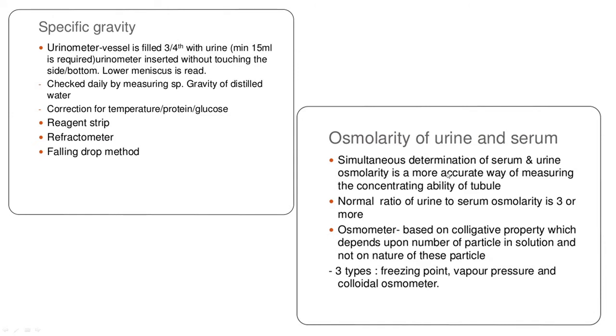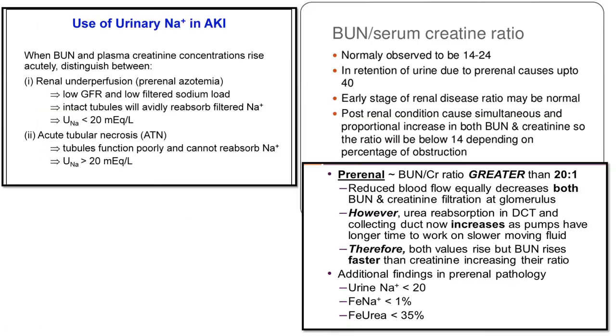Then coming to the osmolarity of urine and serum, simultaneous determination of the osmolarity of serum and urine is a more accurate way of measuring the concentrating ability of the tubule. The normal ratio of urine to serum osmolarity is 3 or more. You measure this osmolarity by an osmometer, which is based on the colligative property, which depends on the number of particles in solution and not on the nature of these particles. The 3 types of measurement depend on freezing point, vapor pressure, and colloidal osmometer, which you are all aware of from your chemistry in 12th standard.